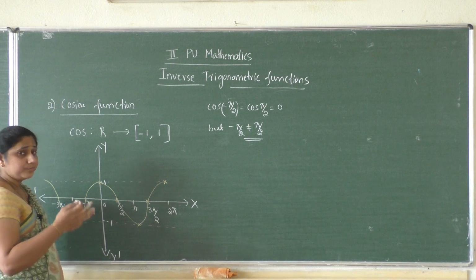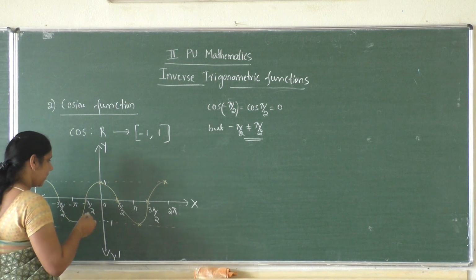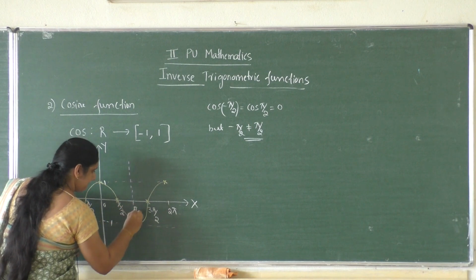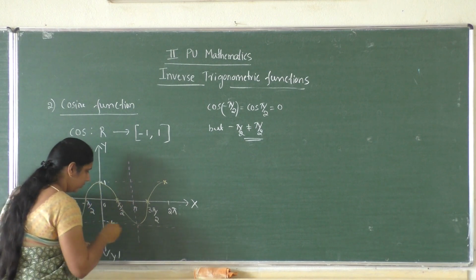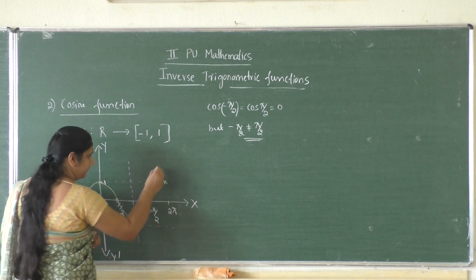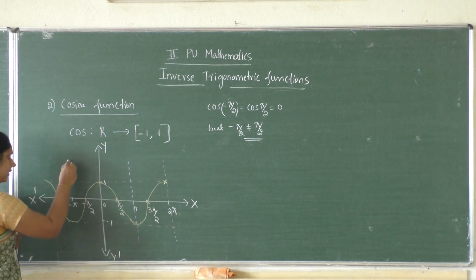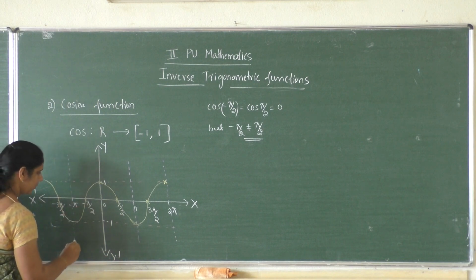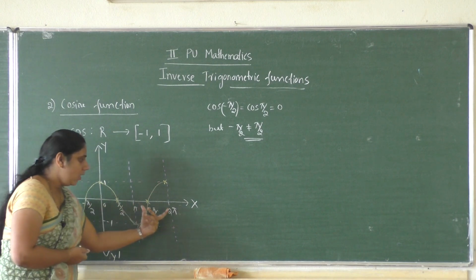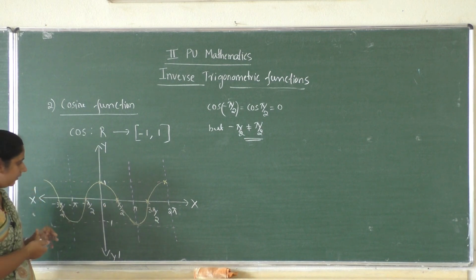So we have to divide the domain R into so many intervals. I will divide like this, that is 0 to pi, next pi to 2 pi, and next here -pi to 0. So if I divide the interval like this, that is 0 to pi, or pi to 2 pi, or -pi to 0, etc. See the graph.